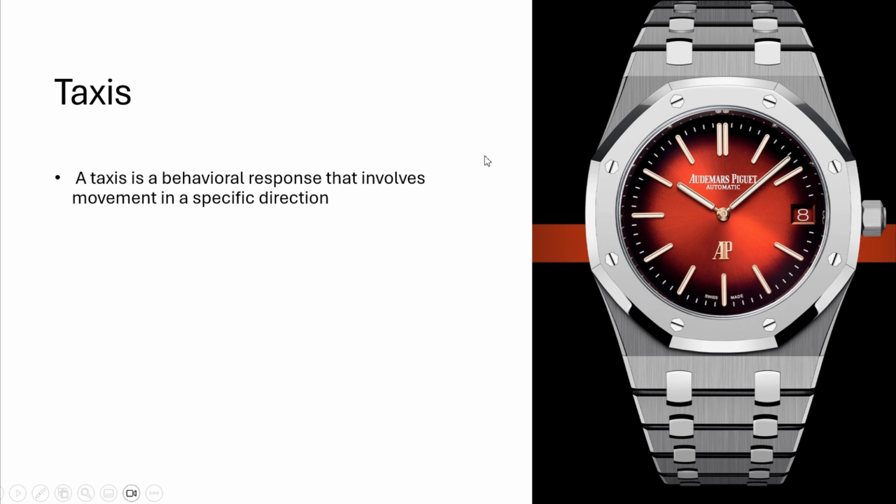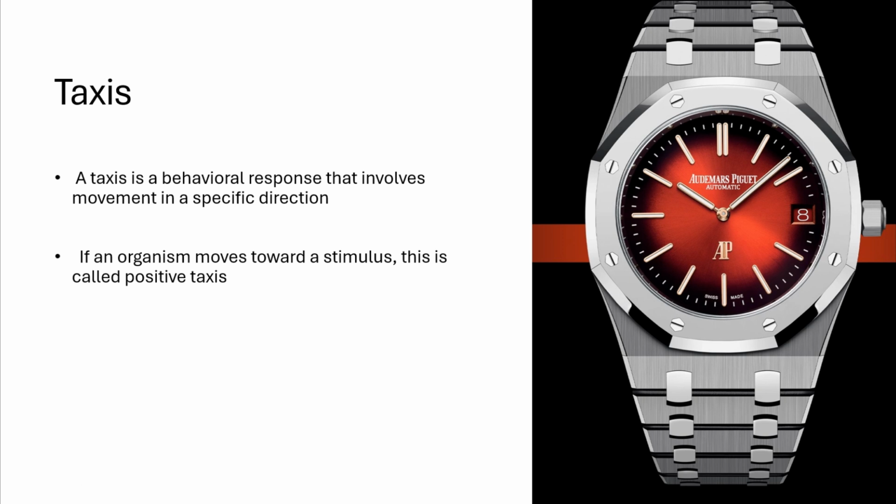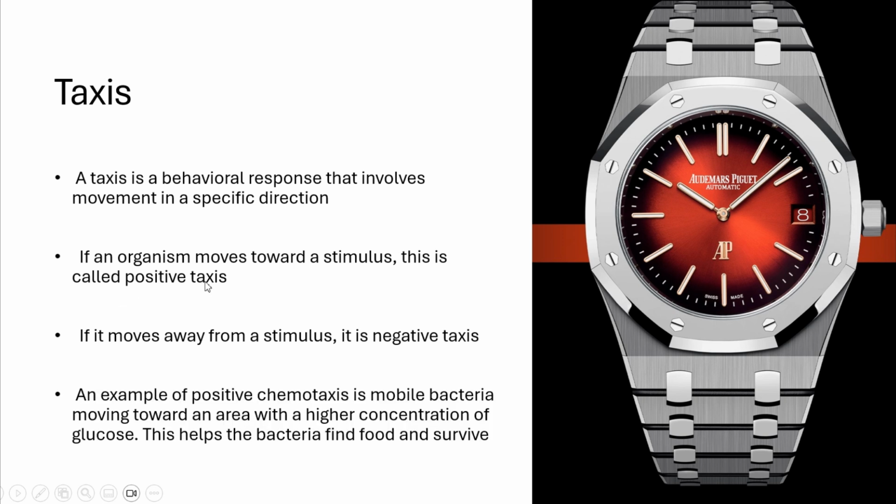Taxis, yeah. A taxis is a behavioral response that involves movement in a specific direction. So, for example, if something happens around you and it changes your direction, so it changes movement, that's a taxis. If an organism moves towards a stimulus, this is called positive taxis. So you'll see in a minute phototropism, where the plant grows towards the light. That's a form of positive taxis. If it moves away from the stimulus, it's called negative taxis. That's self-explanatory.